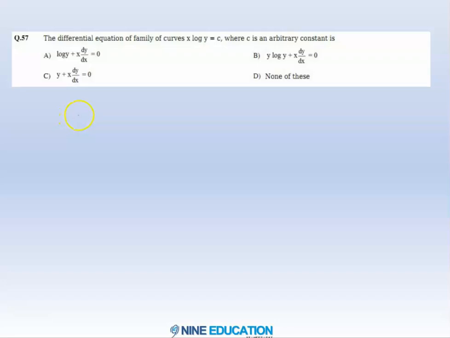Question number 57 is, the differential equation of the family of curves x log y is equal to c, where c is an arbitrary constant, is. So we just need to differentiate this given equation of the family of curves with respect to x. So first the differentiation of x will be 1, at that time log y will be constant. Next, if I keep x as constant, the differentiation of log y will be 1 by y and then dy by dx, and that is equal to 0.